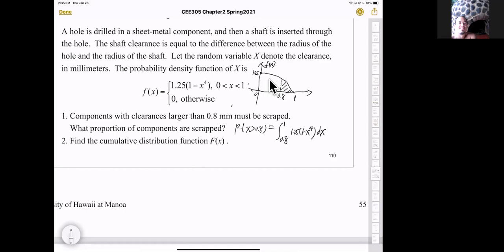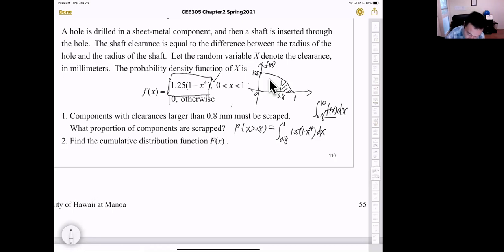I'm sorry, is that 1.25 t, or is that 1 minus x? It's 1.25 times (1 minus x) to the 4th power. Yes. It's fx. Based on the cumulative function, it is equal to the integral from 0.8 to infinity of fx dx, and fx is this.